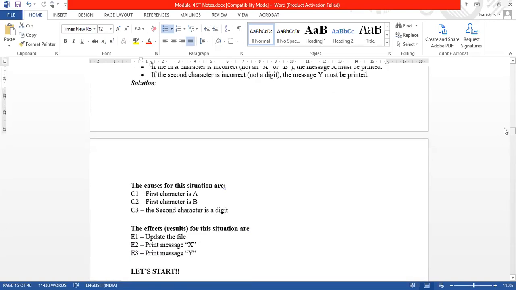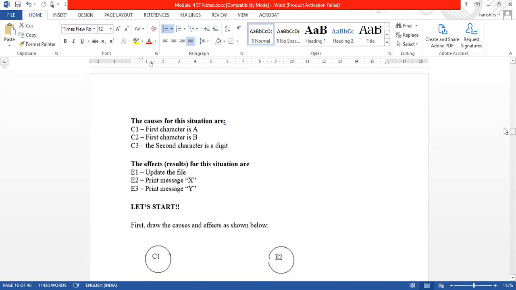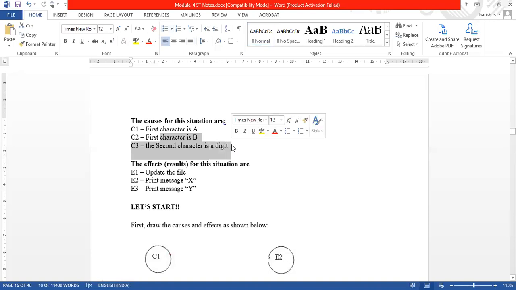So let us see the causes for the situation. The first one, C1: the first letter should be A. The second cause: the first letter should be B. That is two cases. The third one is that the second letter should be a digit. These are the main causes. If they are not met, then the problem arises.